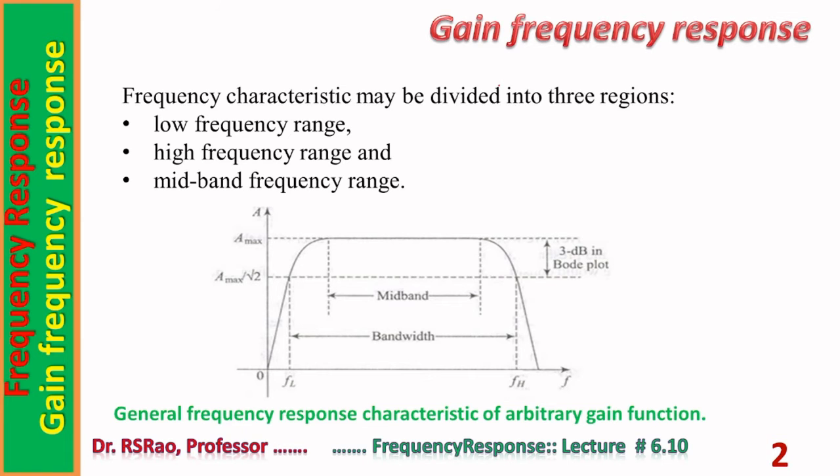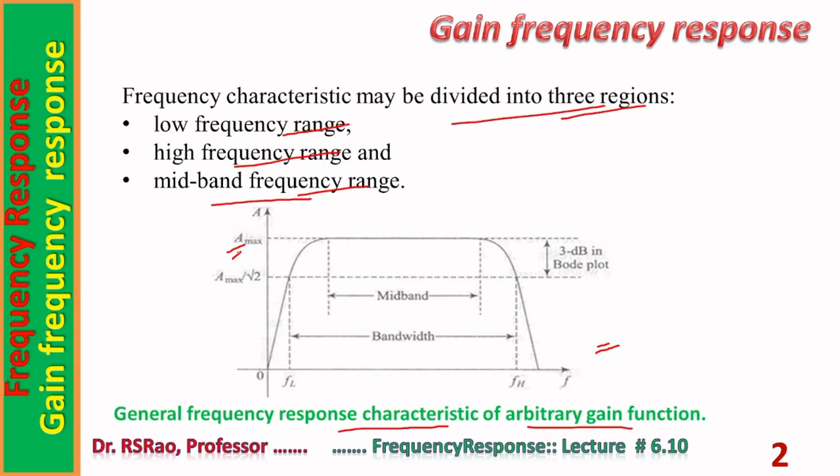The frequency characteristic of an amplifier may be divided into three regions: low frequency region, high frequency region, mid-band frequency region. The region is same as range: low frequency range, high frequency range, mid-band frequency range. All these three regions are shown in graphical form in the diagram given in this slide, the general frequency characteristic of an arbitrary gain function.